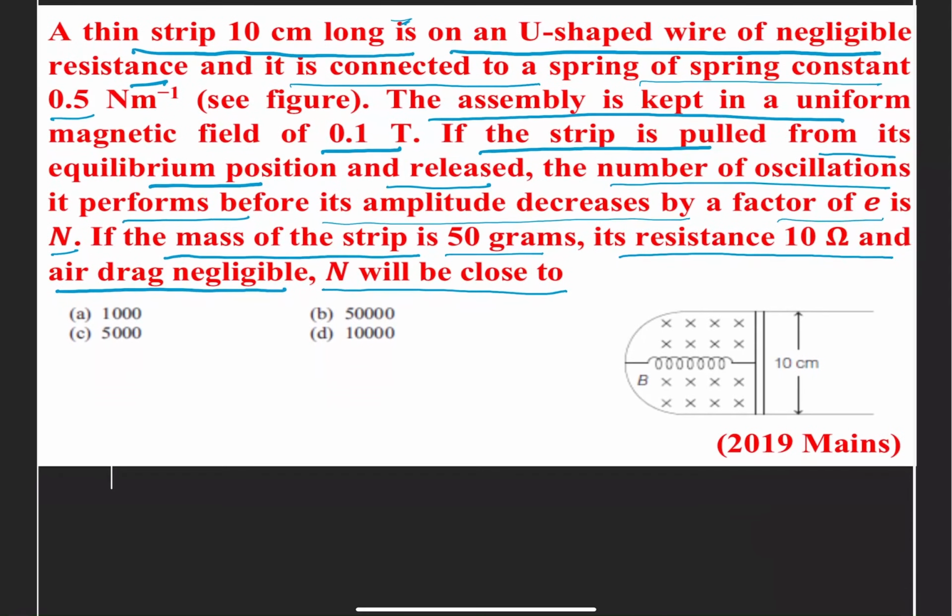So we are given this figure, and we have a strip which is connected by a spring, and the spring constant is given as 0.5. If it is moved from its equilibrium position, the number of oscillations performed before the amplitude decreases by a factor of e is governed by a factor N. So we have to find the value of N.